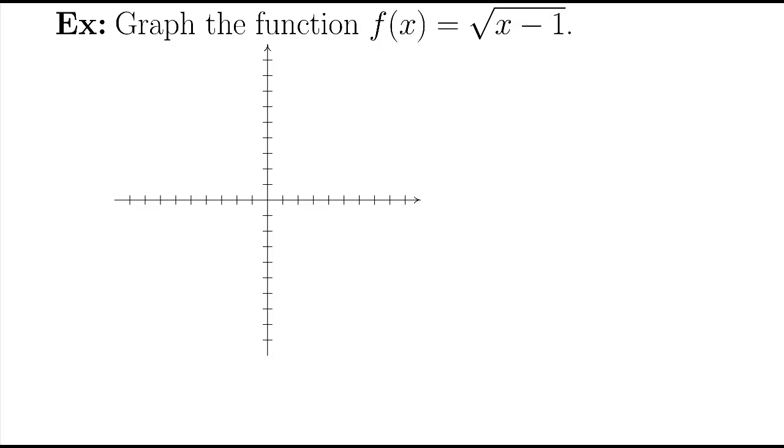Okay, let's graph the function f of x is equal to the square root of x minus 1. I'm going to use a table here. I do want to keep in mind that I should be really careful choosing the x values.